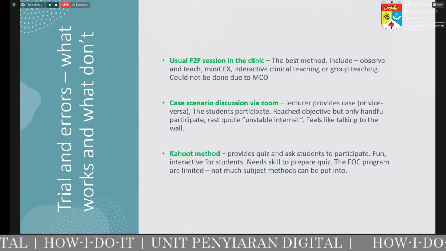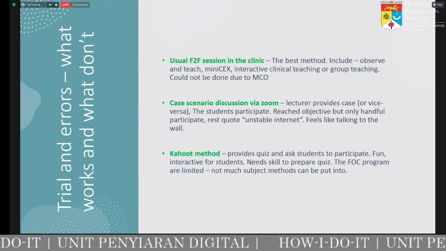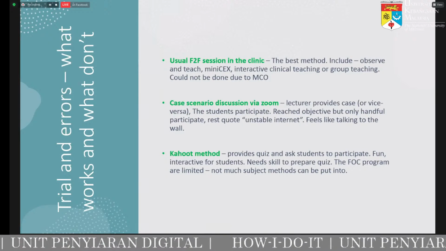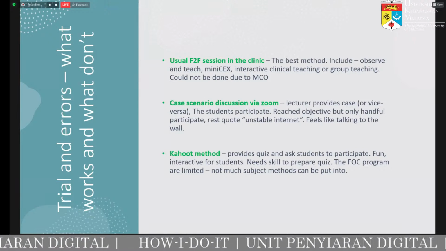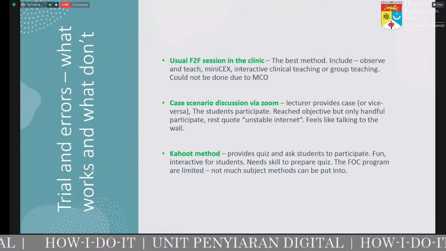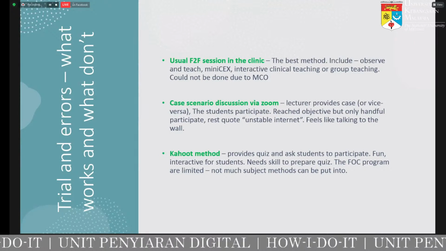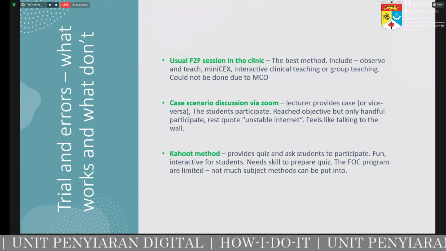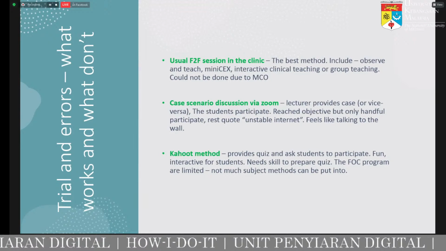Next. Right. The first thing we did was trial and error: what works and what doesn't. The first one is the usual face-to-face session in the clinic. Obviously, this is the best method, which includes observe and teach, mini-CEX, interactive clinical teaching, or group teaching. But it cannot be done because of the MCO.